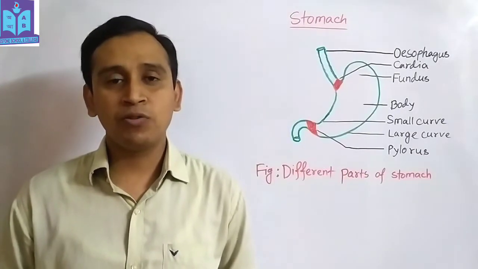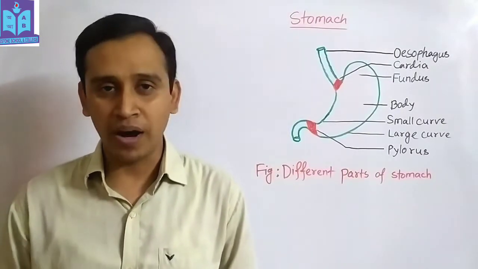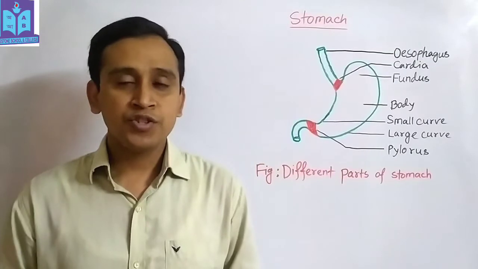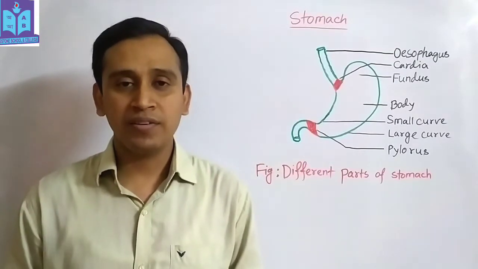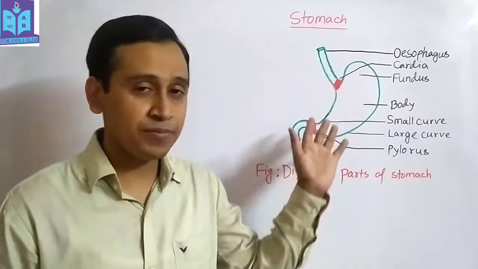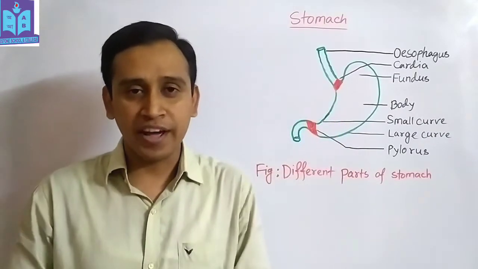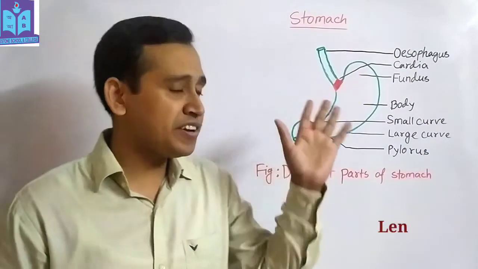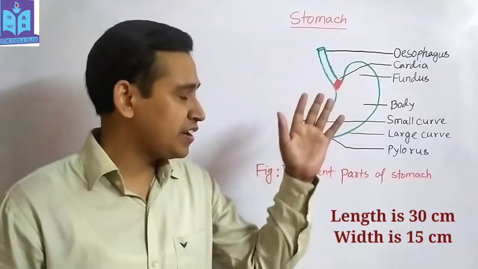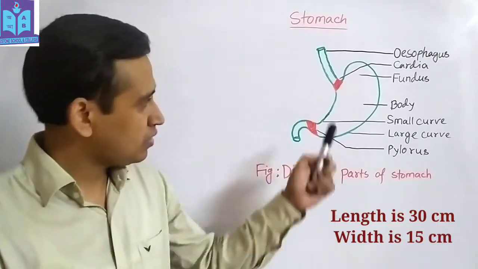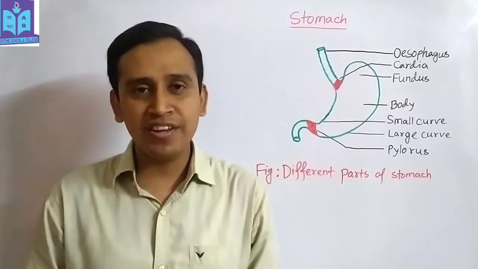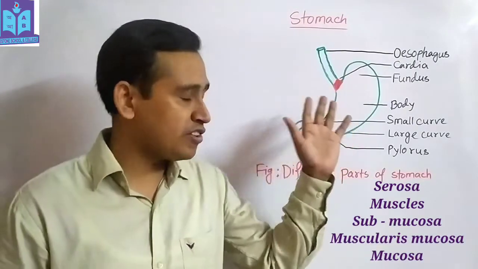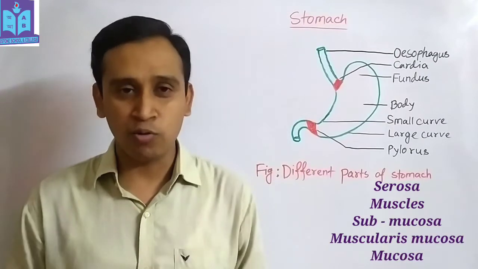Before going to discuss the digestion of food in stomach, you have to know some basic information about stomach. Stomach is the most thick-walled and muscular part of the digestive tract. It is located just below the diaphragm, in between the esophagus and the duodenum. It is 30 cm in length and 15 cm in width. The wall of stomach is arranged in 5 layers. Those are serosa, muscles, muscularis mucosa, submucosa and mucosa.